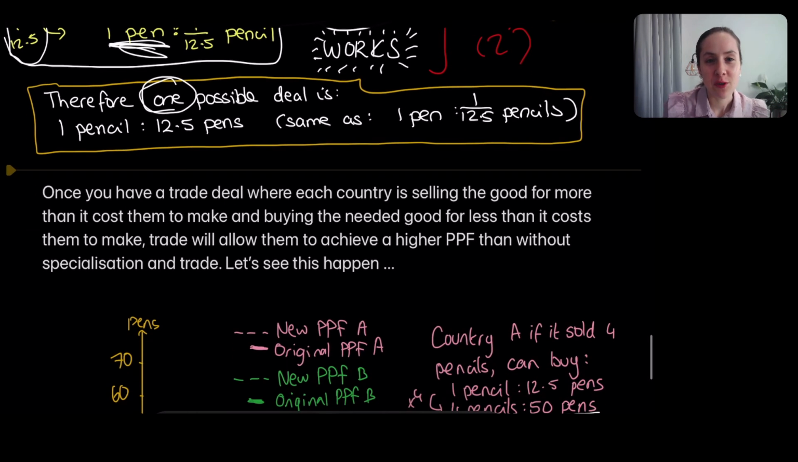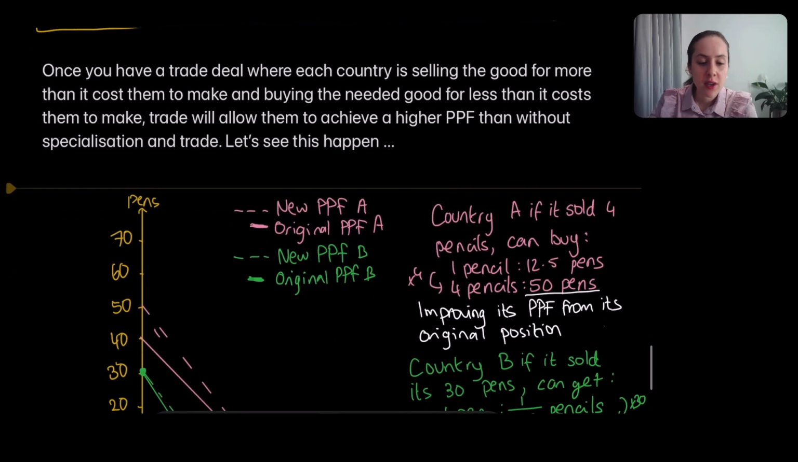These countries are going to want to trade with each other because they are both in this win-win situation. That's what I've written down here. So once you have a trade deal where each country is selling the good for more than it cost, and we saw how that worked, and buying the needed good for less than it cost them to make, trade is going to allow them to achieve a higher PPF.